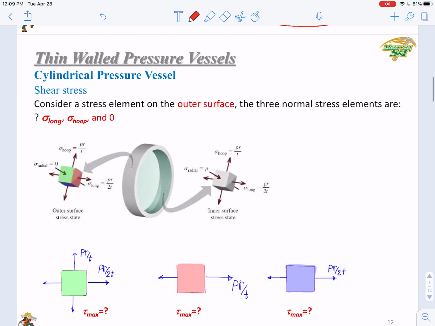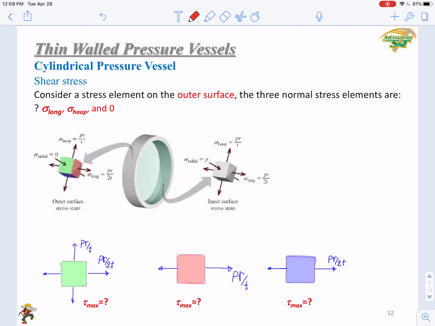Then with these two results, we can analyze the shear stress, the absolute maximum shear stress at a random point. Again, we need to consider the outer surface and inner surface. What is the difference? The difference is the pressure, right? On the outer surface, you do not have any pressure along the radial direction, but on the inner surface, you will have a radial direction pressure P.